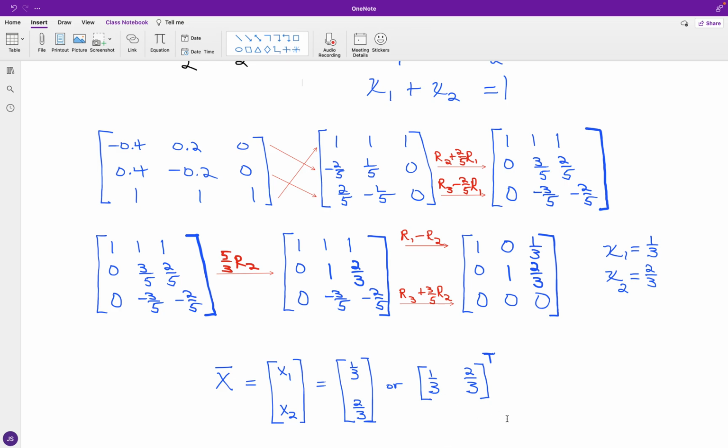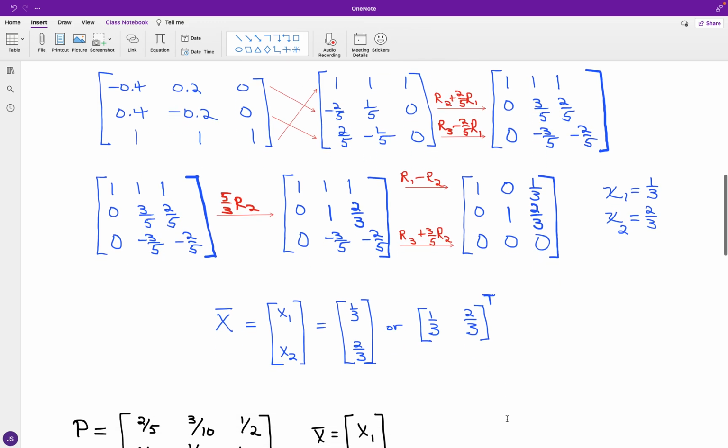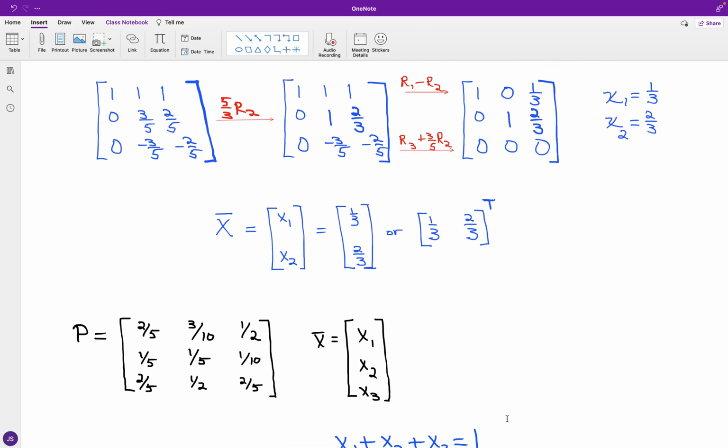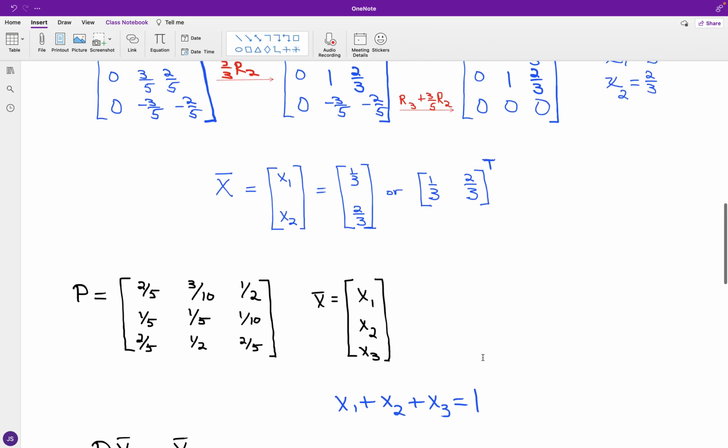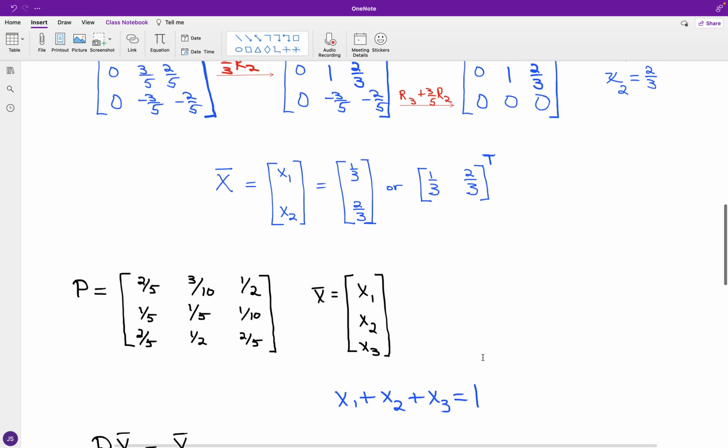Okay, and now let's say we have a 3-equation system, for another regular matrix, and we have a 3x3 arrangement. And again, for the steady state matrix, we'll have 3 elements with x of 1, x of 2, and x of 3. And again, the concentrations will add up to 1. So you have x of 1 plus x of 2 plus x of 3 is equal to 1.